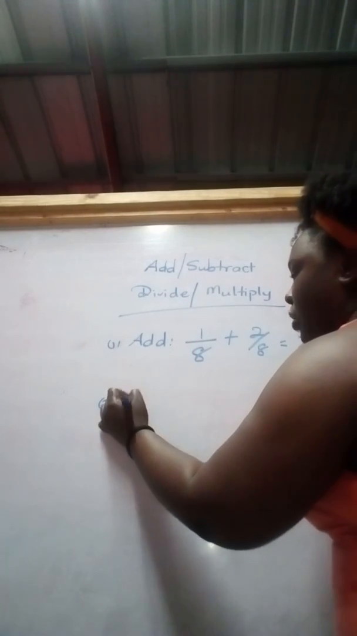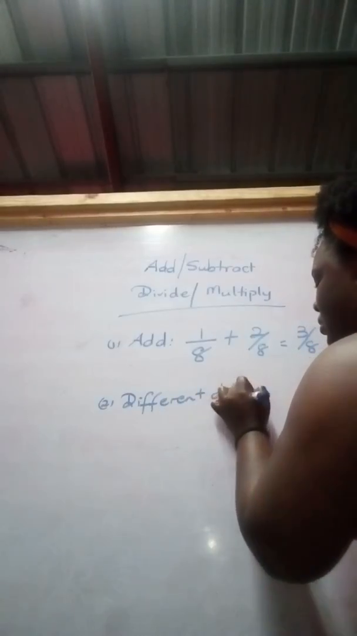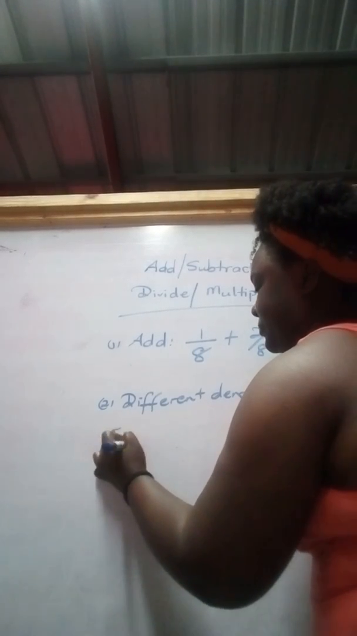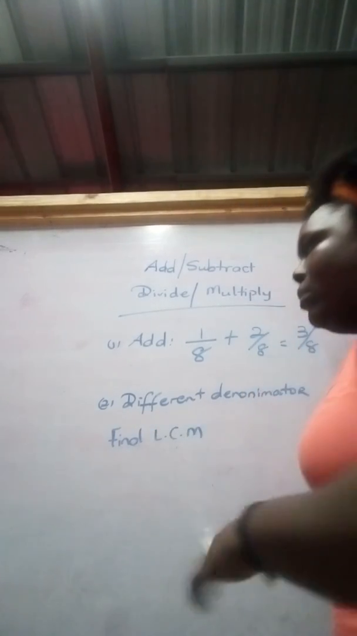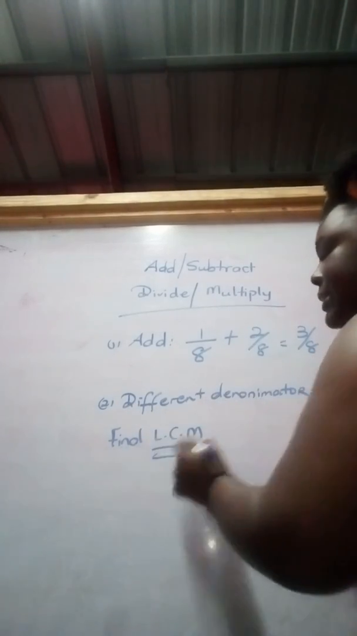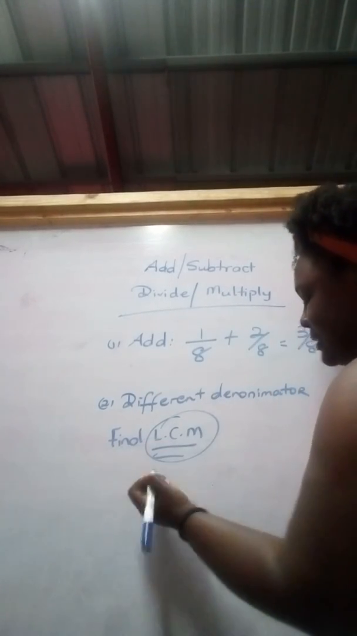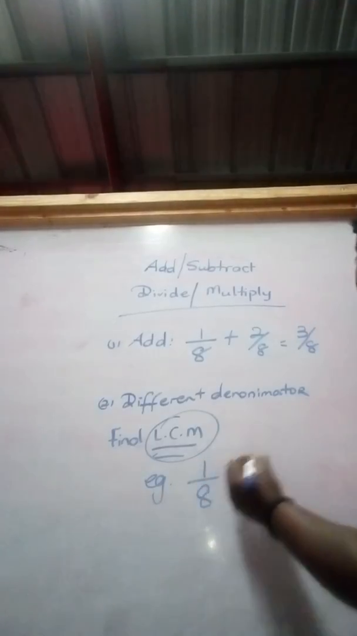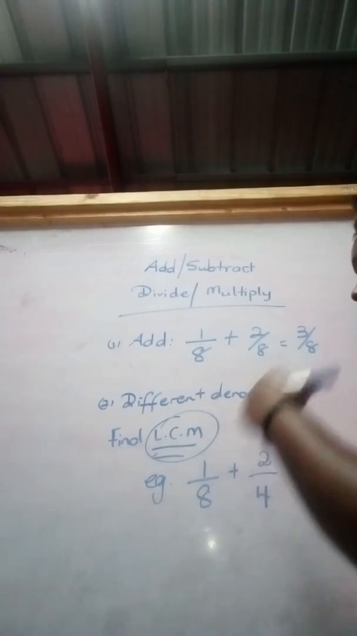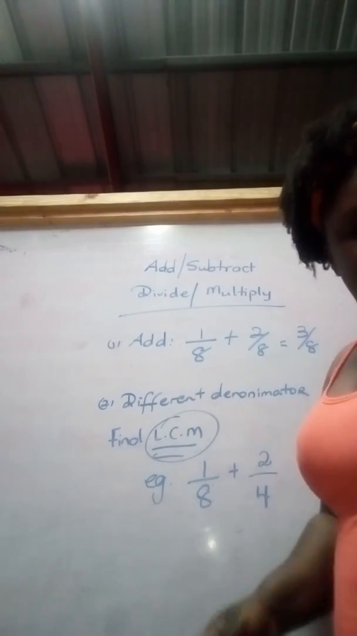So when we have different denominators, you need to find the LCM. We cannot add or subtract fractions if the denominators are not the same. And in order to get the denominators to be the same, we must find the LCM. So let's look at a simple example here. We have our same 1/8 added to 2/4. Notice here that our denominators are not the same, so we need to find the LCM. How do we find the LCM? There are many different ways to find the LCM.